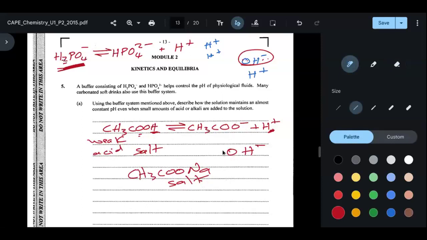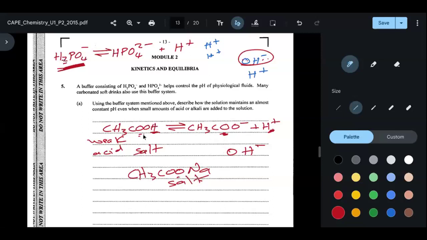Sir, is the salt also the conjugate base? You could look at it like that in that sense, but conjugate base normally has to do with the acid. But yes, it would be the same ion that is the conjugate base. Most of this ion is coming from the salt because the salt is soluble.